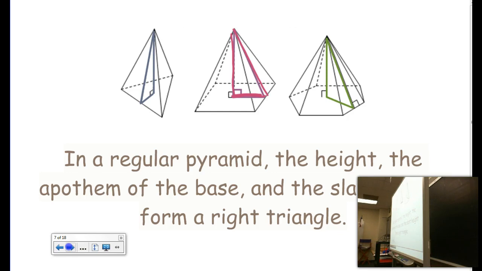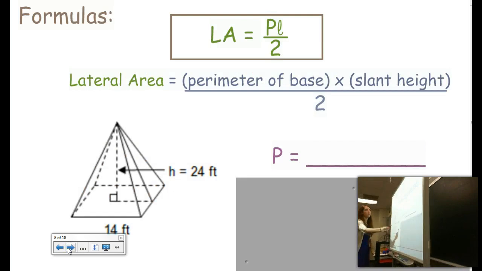You're never going to have all the pieces of that right triangle, so how are you going to find the missing piece? Imagine that. Pythagorean theorem. Good thing we learned that thing. Yeah, we're using that a lot. All right, formula number 1.